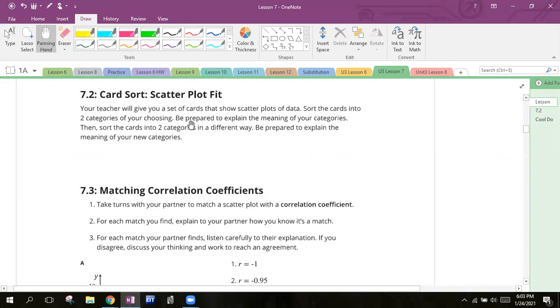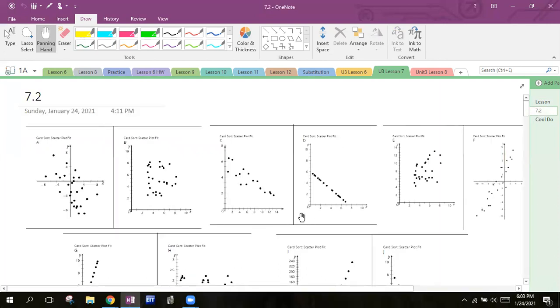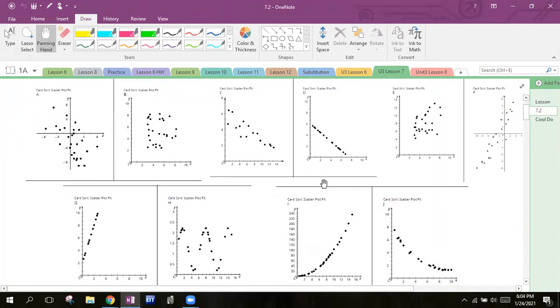Okay, so you do not have these in your book, and because of guidelines and stuff, I can't give you cards to sort out like I normally would. I can't let you work in groups. So we're going to do it the best we can. And you're just going to look at this screen. Okay. They are kind of tiny.